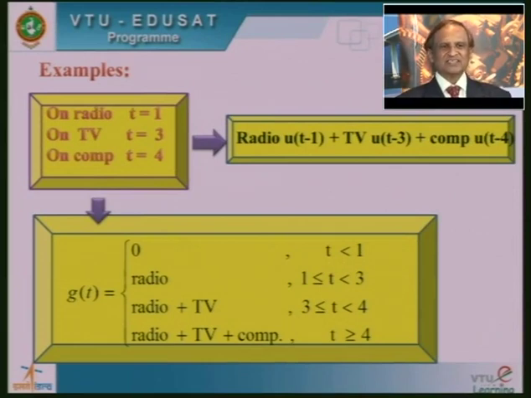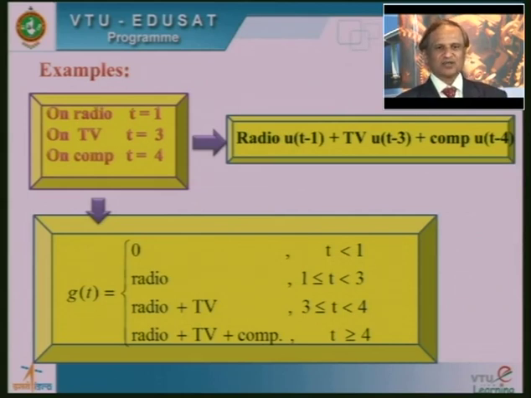Say for example, if you want to listen to a radio, it means I want to turn on a radio at time t is equal to 1 p.m. Similarly, I want to turn on a television at time t is equal to 3 o'clock. I want to turn on a computer at time t is equal to 4 o'clock. So how are we going to write down this situation using a unit step function?